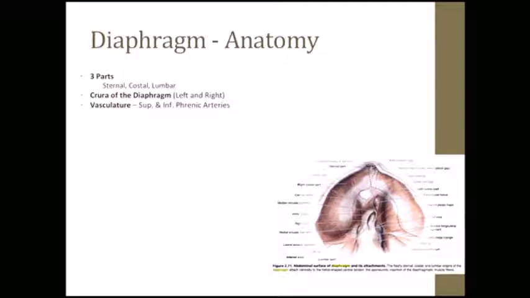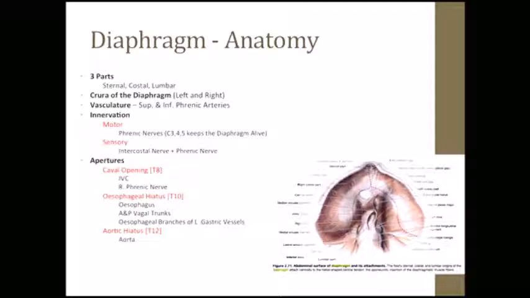These are kind of the things that are not as important for your examinations, so just keep it at the back of your mind. The innervation, however, is really, really important. So be sure to note that the motor innervation of the diaphragm is done by your phrenic nerve. So I'm sure you know C3, 4, 5 keeps the diaphragm alive. Yes? Familiar? Cool. Okay, and the sensory portion is the intercostal nerve and the phrenic nerve. So I'll be going through in more detail the innervation in later slides, but keep this in the back of your mind for now.